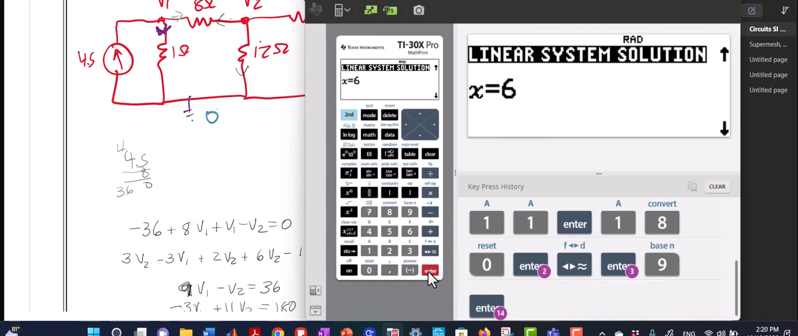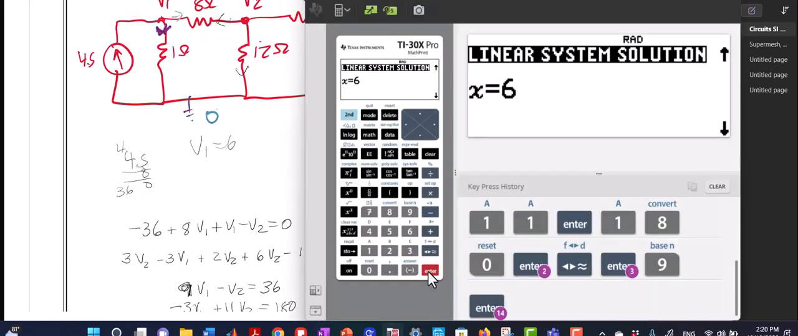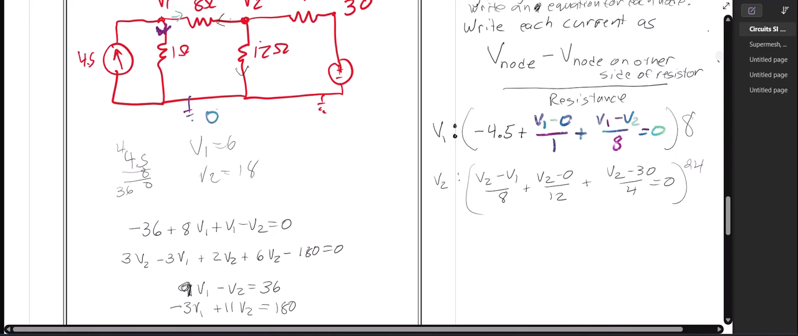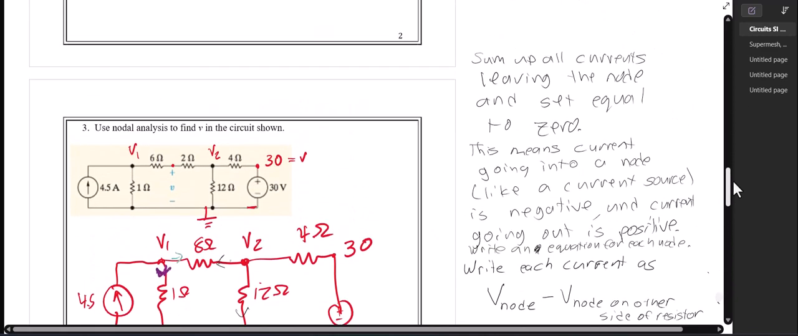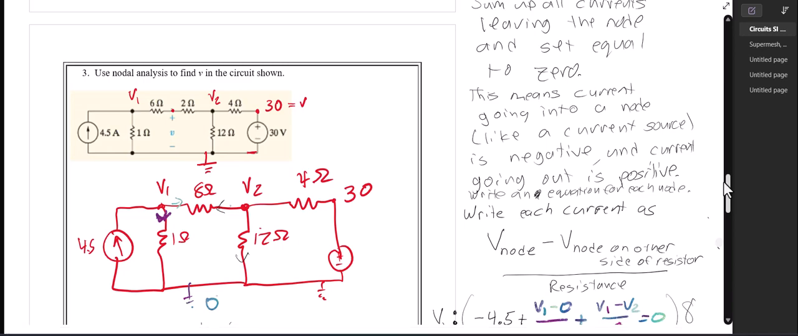That looks better. So V1 is 6 and V2 is 18. Of course, in the real world, the voltages do not have to be nice whole numbers. So V1 is 6 and V2 is 18. Now we can use that information to help us get the answer to what the voltage drop is across here. So V1 was 6 and V2 was 18. That means we can get the current.